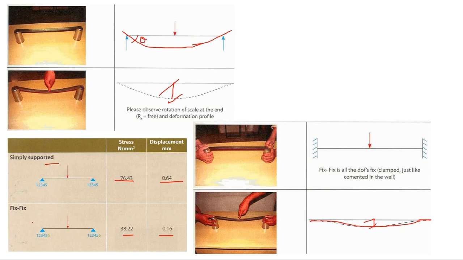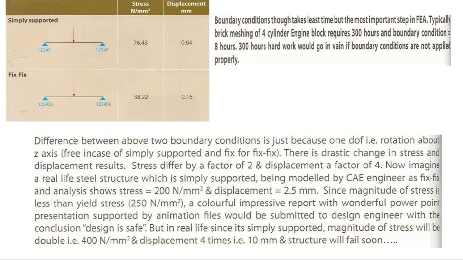So when we are giving the boundary condition, it is very important. If you are giving a wrong boundary condition, it's a problem. The difference between the two boundary conditions is just 1 degree of freedom, that is rotation about the z axis: free in the case of simply supported, and fixed for fixed. There is a drastic change in stress and displacement results. Stress differs by a factor of 2 and displacement by a factor of 4.